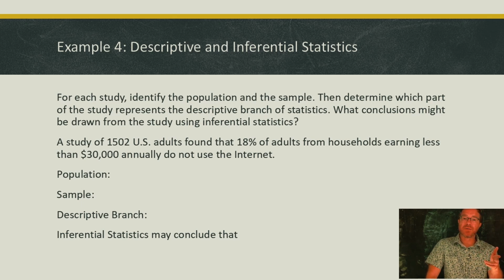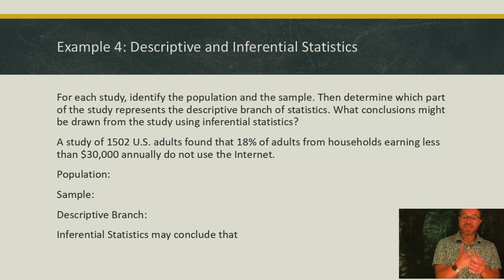Our descriptive statistic would be that 18% of those adults do not use the internet, meaning that looking at individuals, those 1,502 that have a household income of less than $30,000, 18% of them said they don't use the internet. That's a descriptive statistic. 18% do not use the internet. Or you could flip it and say, okay, well, 82% do use the internet.